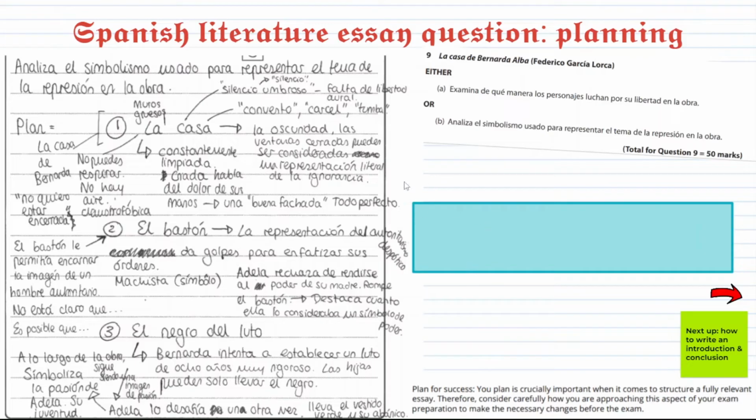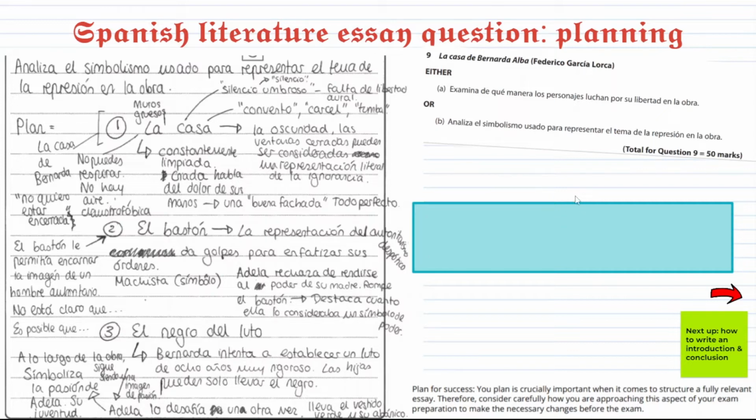The examiners always recommend planning. This is an example of a plan of a nearly full mark Edexcel essay question on La Casa de Bernarda Alba, the play that I study. The question was, analizó el simbolismo usado para representar el tema de represión en la obra. And this person separated their plan into the 3 paragraphs, La casa, el bastón y el negro de luto.